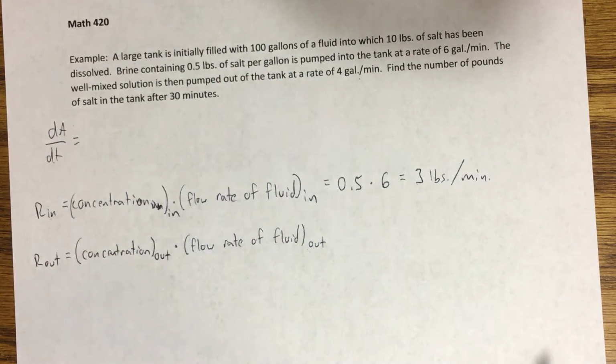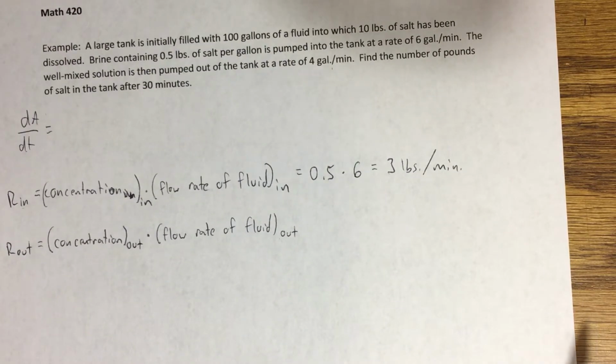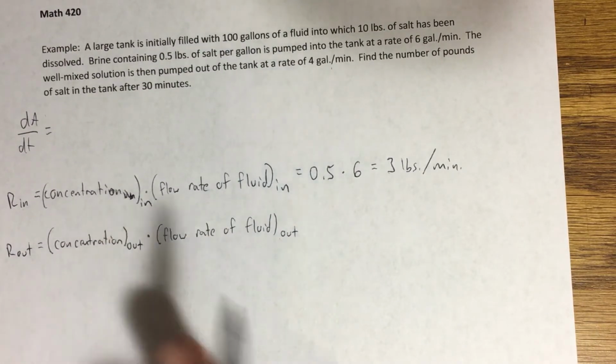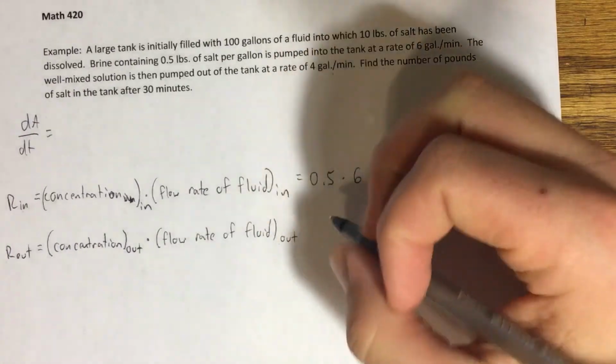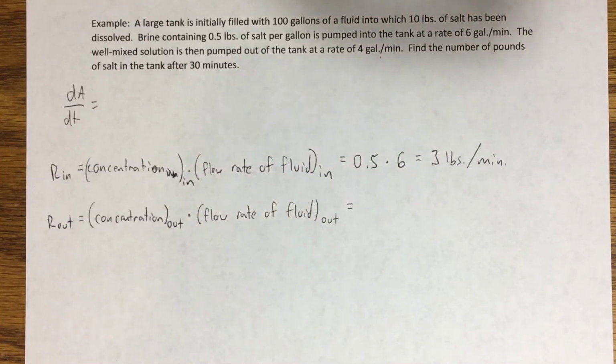So how can we make sense of that? Well, let's think about the concentration. Let's write that first. Concentration is going to be the amount of salt in the tank altogether divided by the amount of fluid in the tank. So it's a ratio. It's the amount of salt divided by the amount of fluid, and that's how we would define concentration. What is the amount of salt in the tank at any given time t?